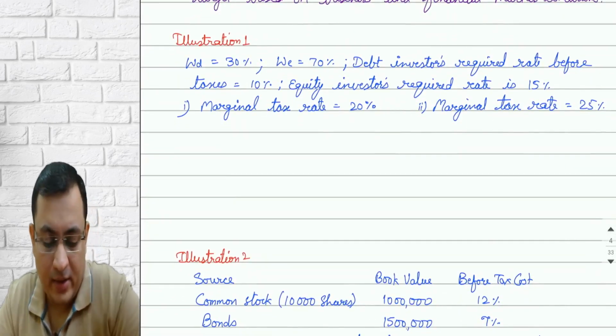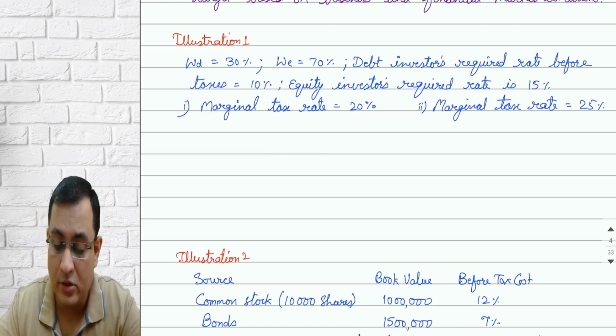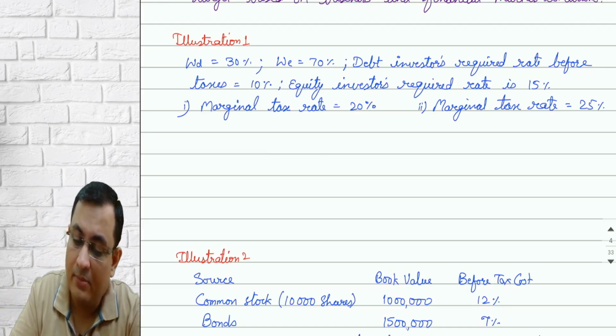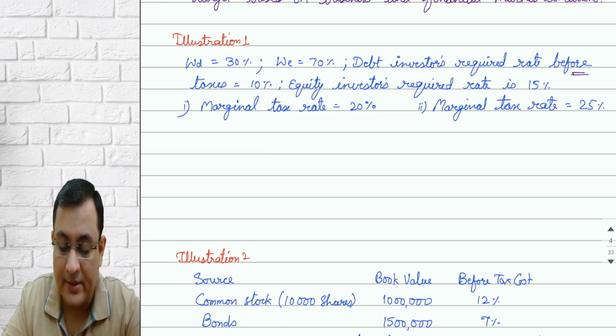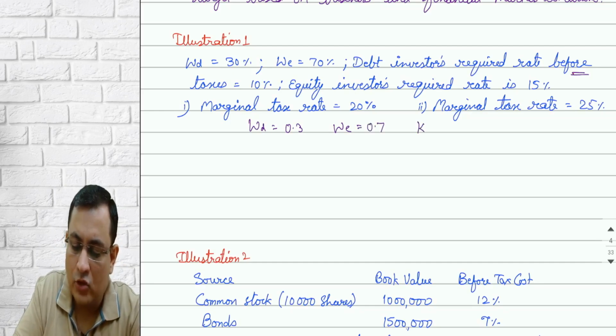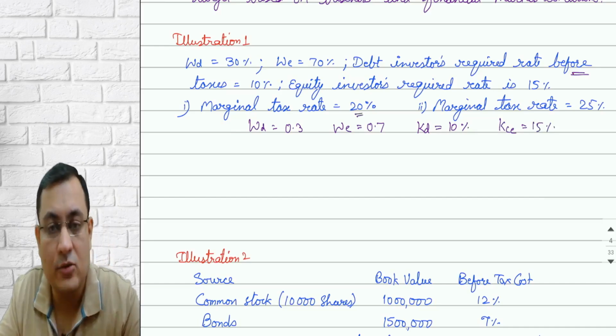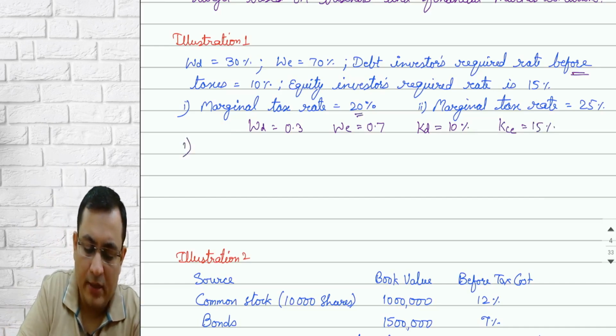Next, let's go for some illustrations. We have weight of debt of a company, assuming we are given the weights. Weight of debt is 30%, weight of equity is 70%. Very simple one-minute question. Debt investors' required rate of return before tax is 10%. So we have weight of debt equal to 0.3, weight of equity is 0.7, cost of debt equals 10, and the required rate of equity, we have Ke equals 15%. And the marginal tax rate is 20%.